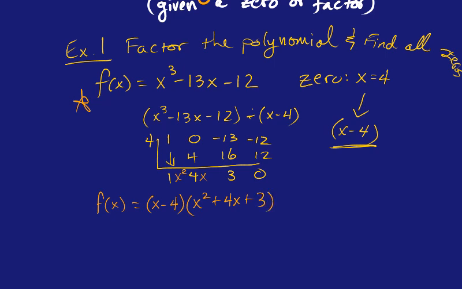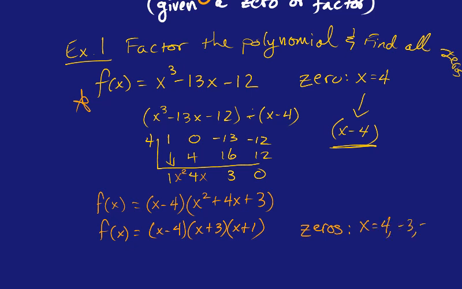And then now we can factor the quadratic. You're always trying to get to something that is hopefully factorable in your head. So f of x equals x minus 4, x plus 3, and x plus 1. And now that it's factored, you could list your zeros if you're being asked for them. They would be at x equals 4, which we already knew, and then also at negative 3 and negative 1. So that function has 3 x-intercepts, at (4, 0), (negative 3, 0), and (negative 1, 0).